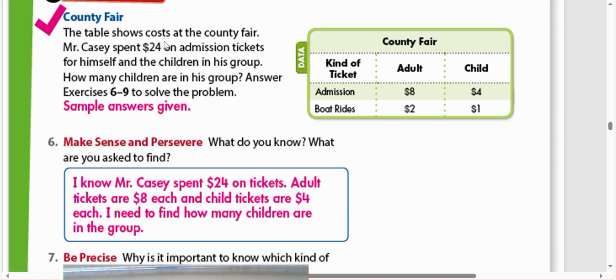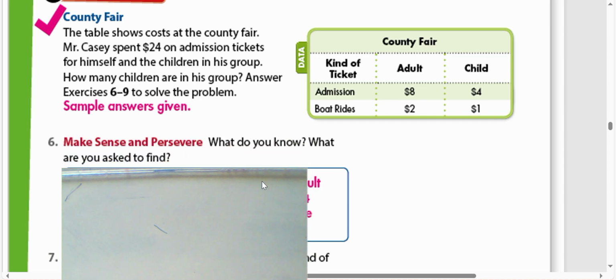Quantifier. The table shows costs, that is the quantifier. Miss Casey spent $24. Look at the question and explain the steps. On admission tickets, we have the price of adult and the child: admission $8, boat rides $2, and the child $1, for himself and the children in his group. How many children are in the group?